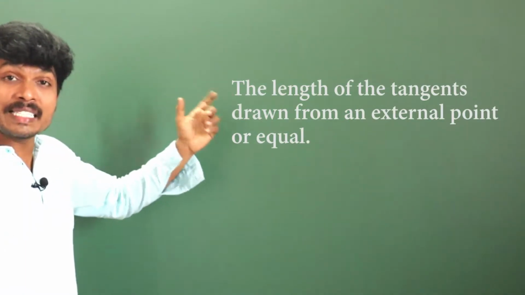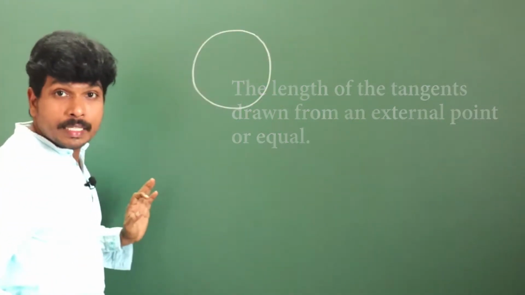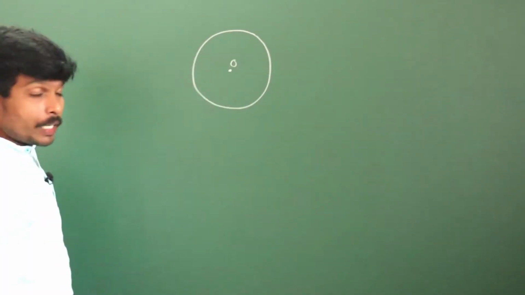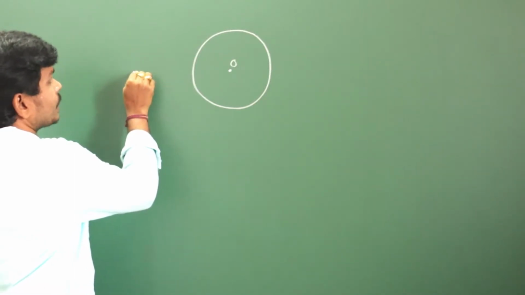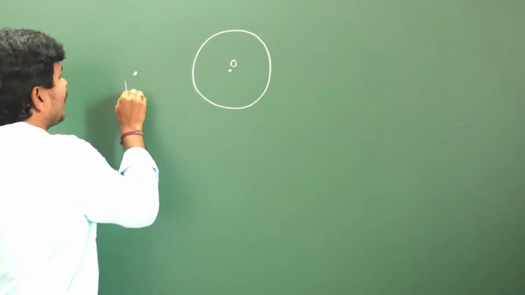Now we are discussing the most important theorem and most important result, that is, the length of the tangents drawn from an external point are equal. It is a circle with center O. Take two tangents from an external point. It is an external point. External point P, you take it.